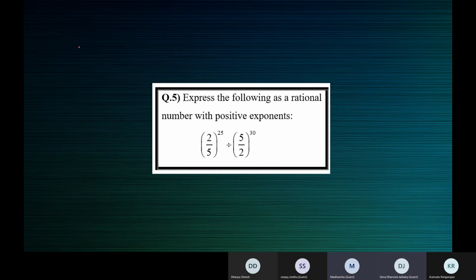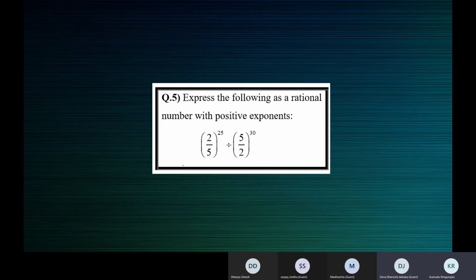So first it's 2 by 5 to the power 30 divided by 5 by 2 to the power 30. So that becomes 2 by 5 divided by 5 by 2 to the power 30. And then at last, after we reciprocate the second term, it becomes 2 by 5 into 2 by 5 to the whole power 30 minus 5. So it's 4 by 10 to the power 25, ma'am. No, that will not work. It's an expression. You cannot make changes like that.